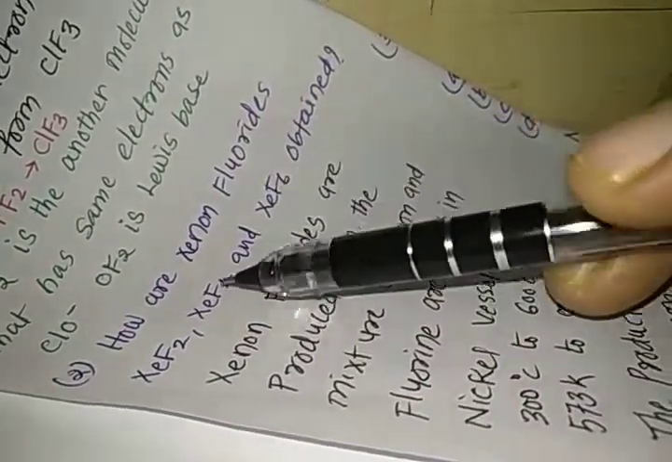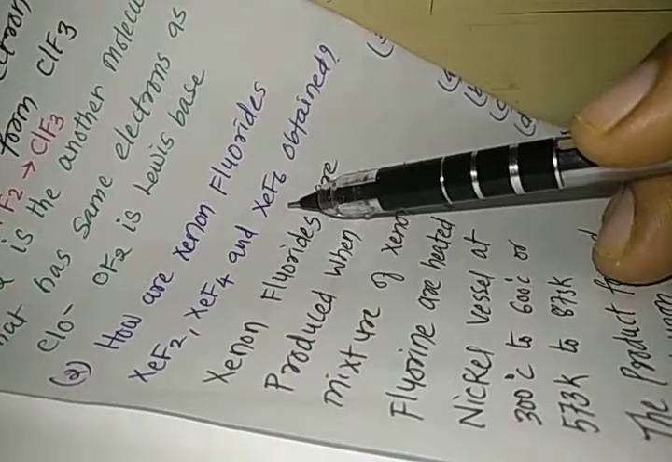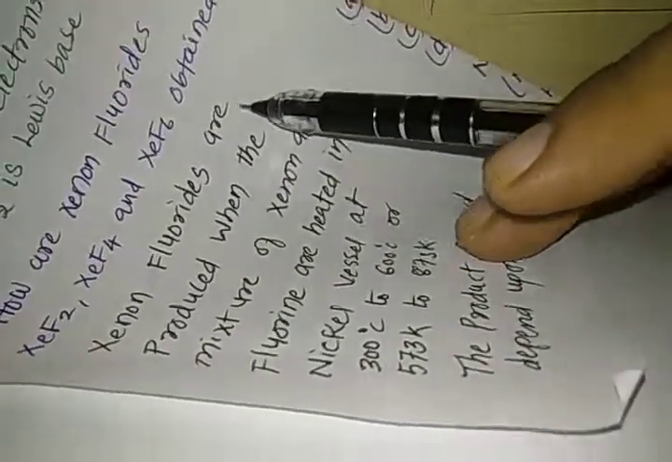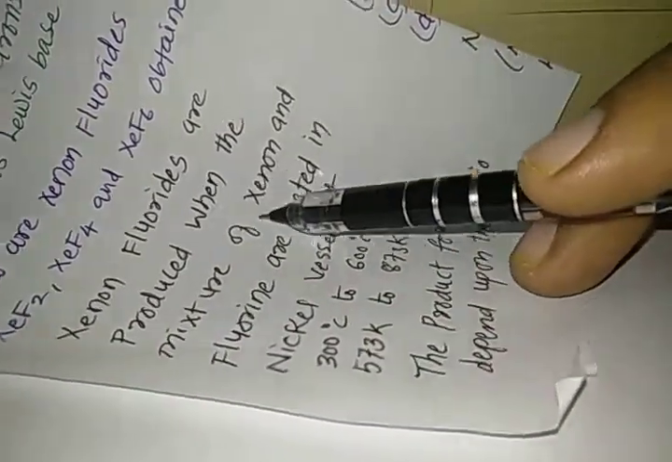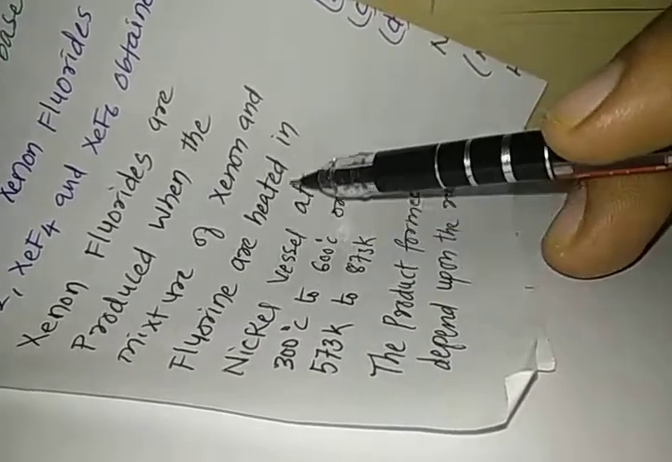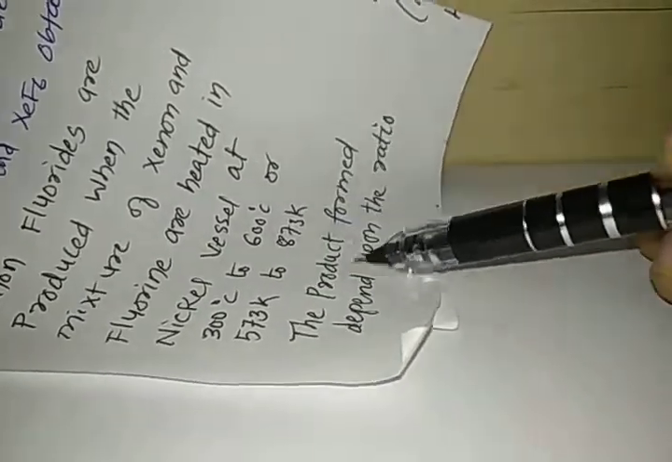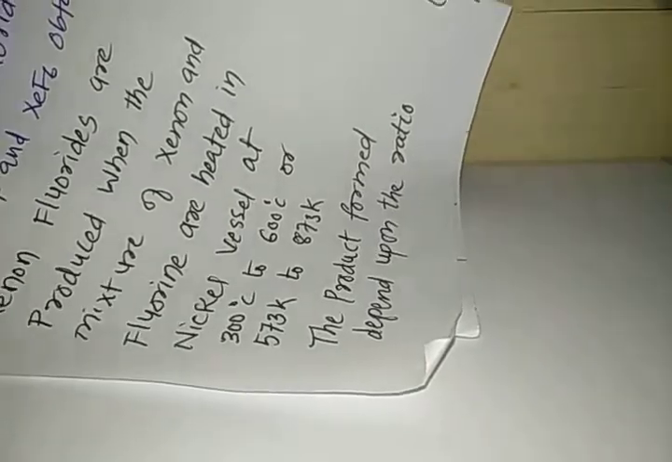How are xenon fluorides XeF2, XeF4 and XeF6 obtained? Xenon fluorides are produced when a mixture of xenon and fluorine is heated in a nickel vessel at 300 degrees centigrade to 600 degrees centigrade, or 573 to 873 Kelvin. The product formed depends upon the ratio of xenon and fluorine mixed here.